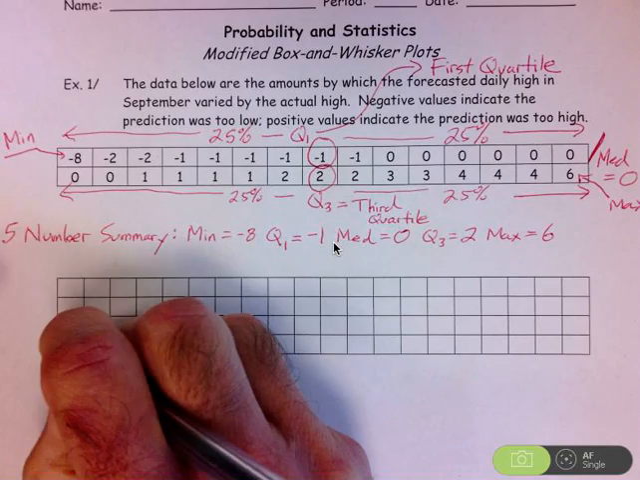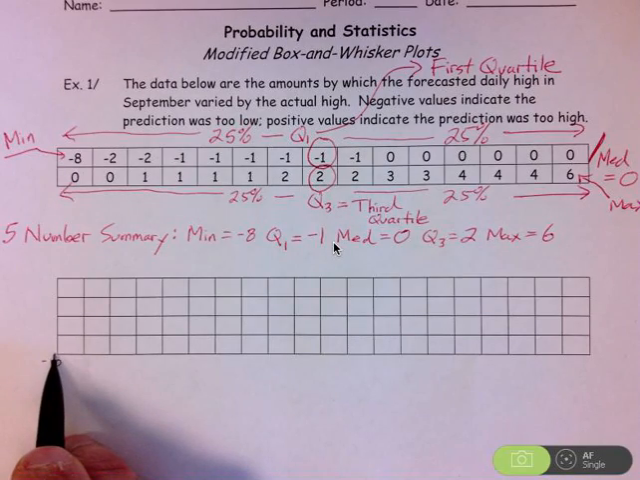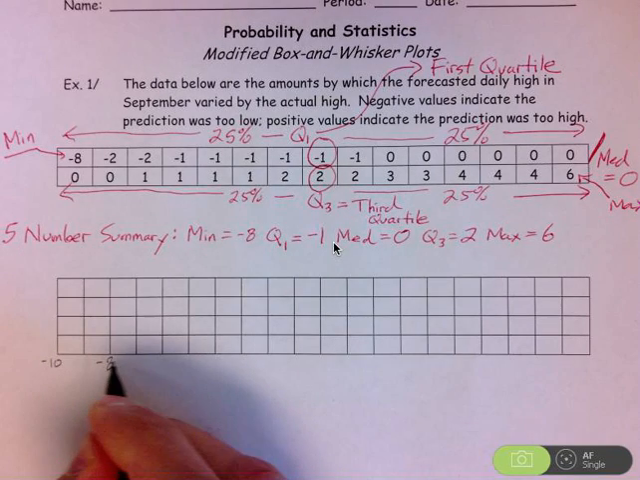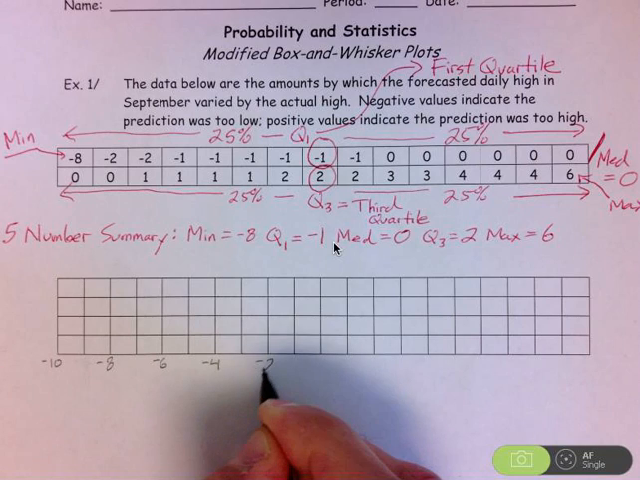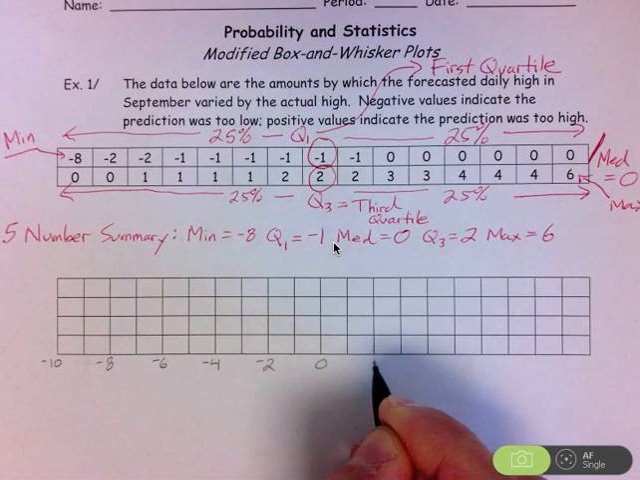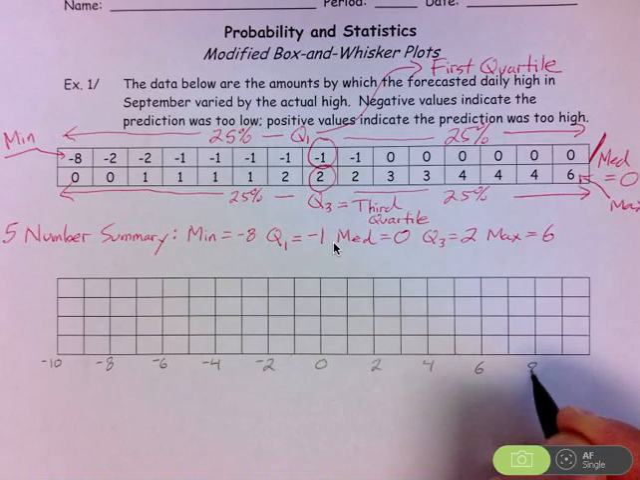Oh, actually, you know what? I've got plenty of boxes here. We'll make each box 1 unit. -10, -9, -8, -7, -6, -4, -2, 0, 2, 4, 6, 8, 10.